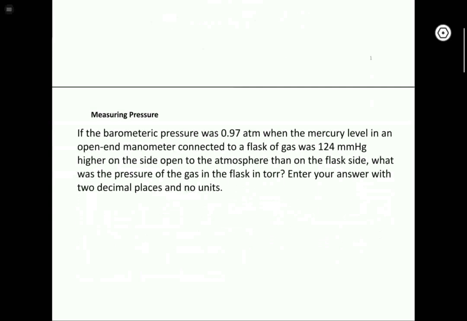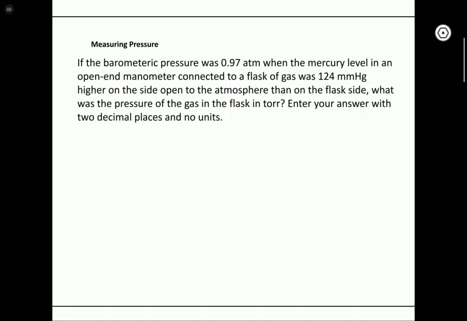So the first one that we had a bit of trouble with was measuring pressure. I didn't do any example problems of this in class, so it's no surprise that we had a little bit of struggles here. But really it's not that difficult. You just have to be able to visualize what's going on and then know what to do with the numbers once we have that picture in our head. So here we're talking about measuring gas pressure in an open-end manometer.